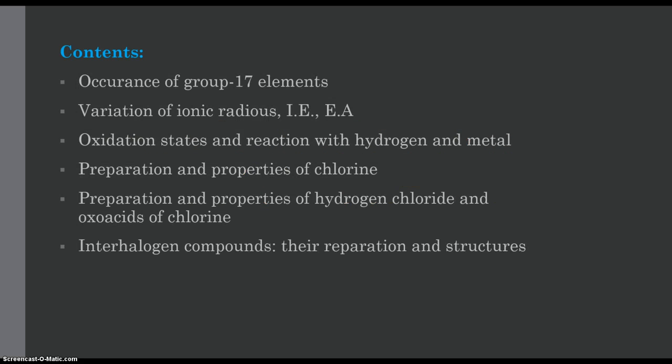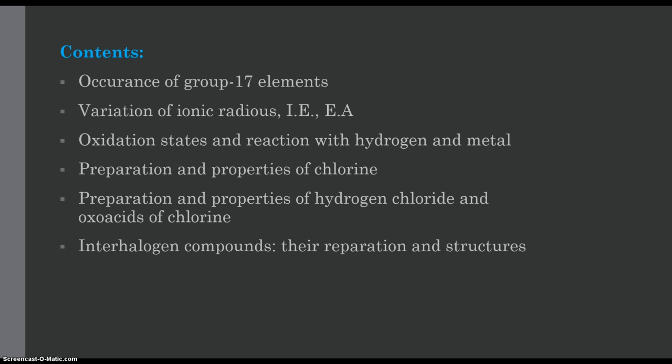Today we are going to discuss the chemistry of group 17 elements. So basically we will be discussing the following topics today: occurrence of group 17 elements, variation of ionic radius, ionization energy and electron affinity, oxidation states of these elements, reaction with hydrogen and metal, preparation and properties of chlorine, preparation and properties of hydrogen chloride and oxoacids of chlorine, interhalogen compounds, their preparation and structures.